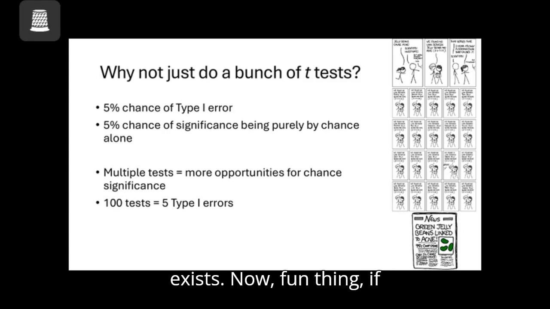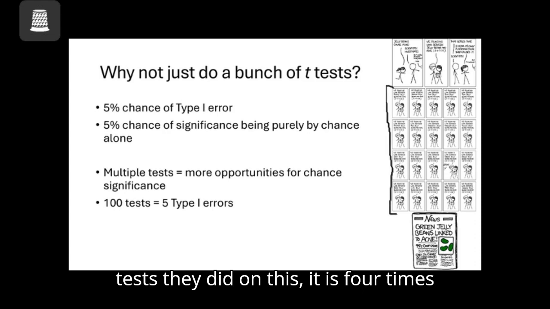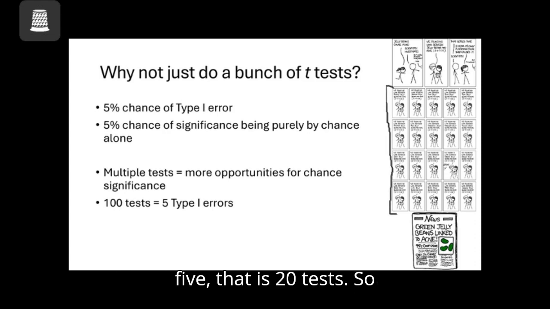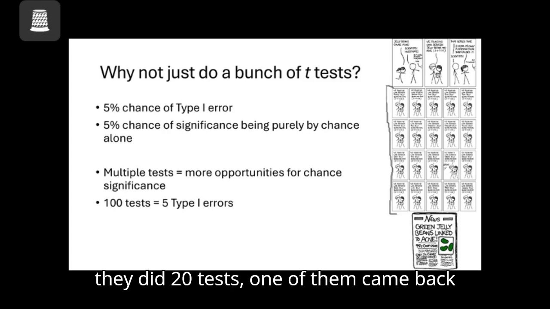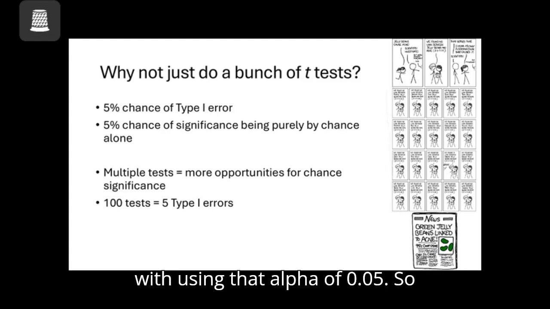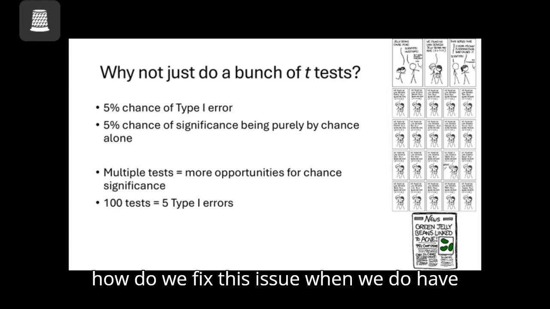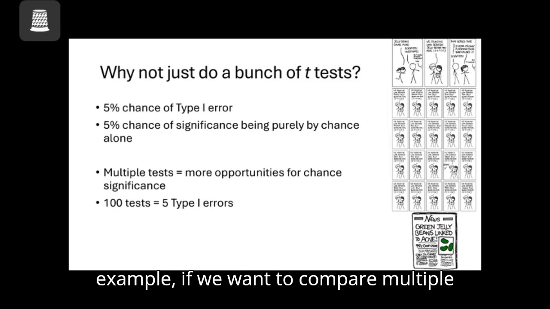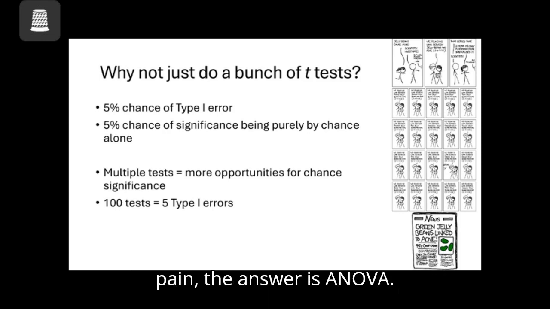Now, one thing, if you look at the number of tests they did on this, it is 4 times 5. That is 20 tests. So they did 20 tests. One of them came back significant. That is equivalent to the 5% chance of committing a type 1 error with using that alpha of 0.05. So how do we fix this issue when we do have multiple tests that we want to do? For example, if we want to compare multiple methods for treating depression or back pain, the answer is ANOVA.